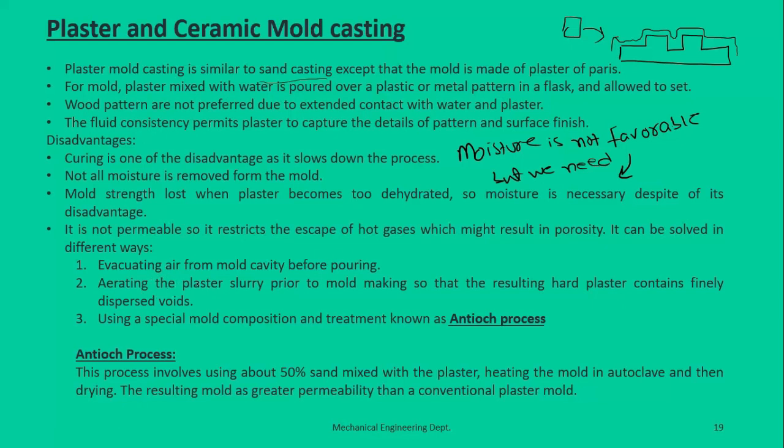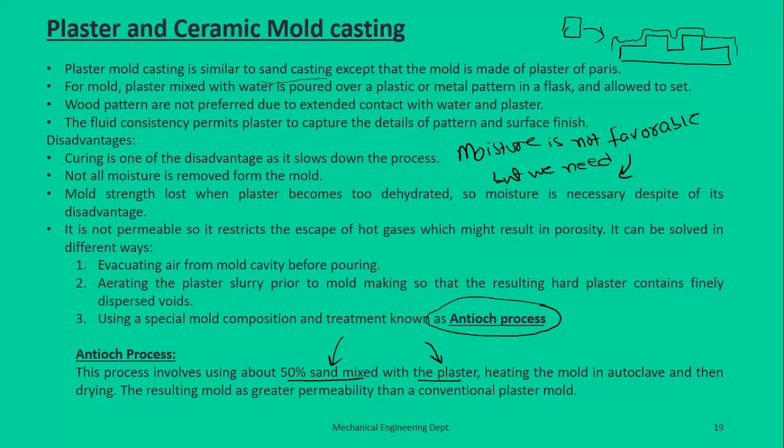Another method is aerating the plaster slurry at the mold cavity so that the resulting harder plaster contains finely dispersed voids. And there's another method that's called the anti-Hodge process, in which we have 50% of sand mixed with 50% of the plaster. So we have the 50% sand and the 50% plaster. So we have the surface finish of the plaster with some permeability of the sand. So we end up having benefits or the advantages of both sand and the plaster.